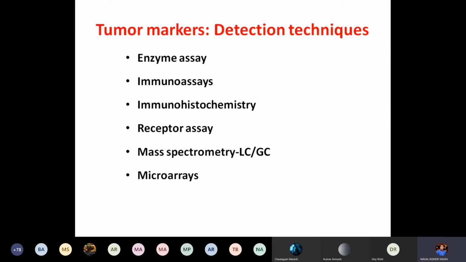So what are the different assays which are used for the detection of tumor markers? Enzyme assay, like ELISA. ELISA is an enzyme assay. In that, the enzyme is labeled. Immunoassay, like CLIA. Okay, CLIA is a new technique which has been developed for the detection of different tumor markers. Before it was the RIA, radioimmunoassay, that uses radioisotopes, which is very harmful to the laboratory workers who use the radioisotopes. So it was replaced by the enzyme assay, that is ELISA.